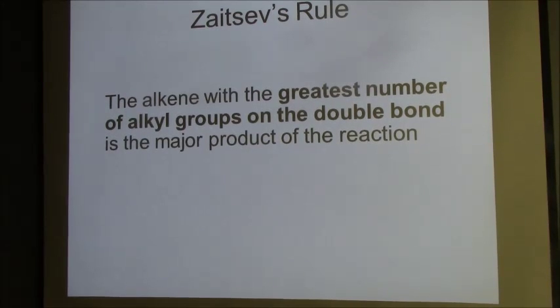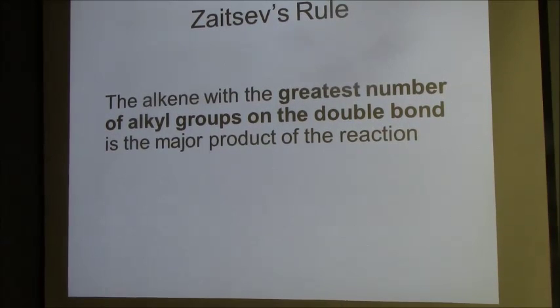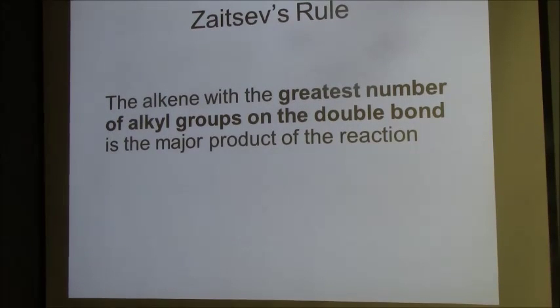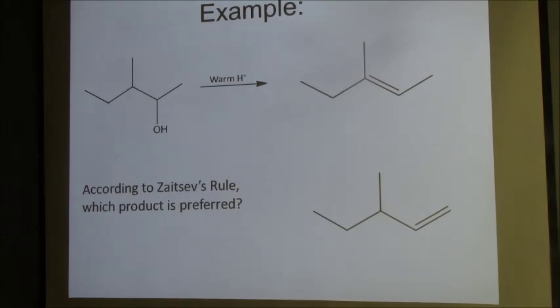All right, Zaitsev's rule applies to forming alkenes from alcohol dehydration. And so the rule is that the alkene that is most substituted, in other words, the greatest number of alkyl groups, is the major product. Now, sometimes Zaitsev's rule doesn't apply. In our previous example, it didn't apply because we had a very simple alkene.